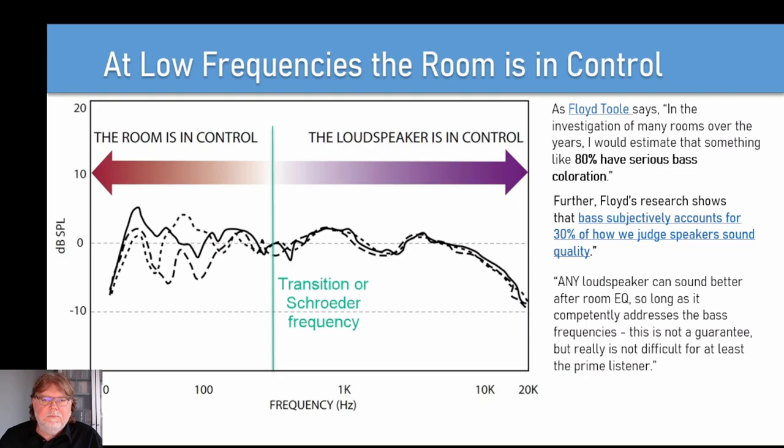If we look at some of the notes on the side here, we see that Floyd Toole, in his investigation of many rooms over the years, has estimated that something like 80% have serious bass coloration. I would agree 100%. That is my take on measuring over 125 rooms in the past 18 months. They all show a high level of variability in the low frequency response due to room reflections, room resonances, room modes, whatever you'd like to call it.